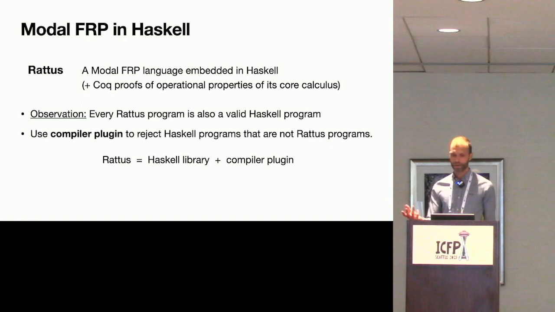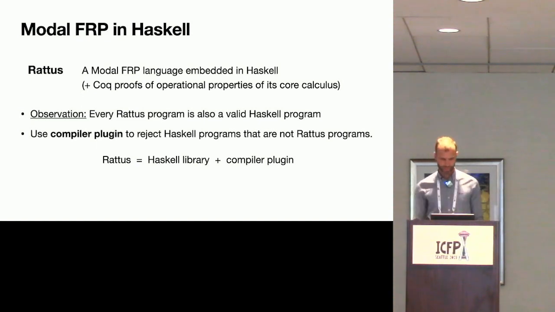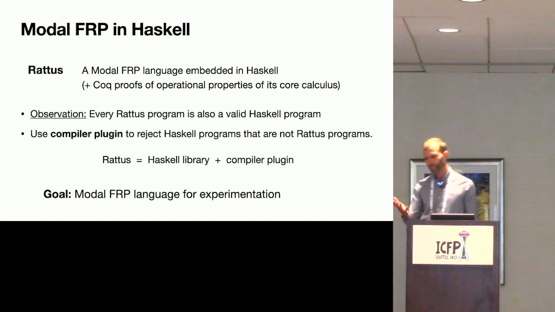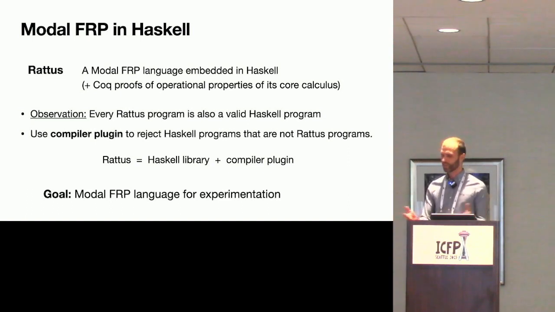So we also rely on a compiler plugin that checks these stricter typing rules for Rattus and rejects all those Haskell programs that are not Rattus programs, right? So the Rattus implementation consists of these two parts, right? It's a Haskell library and also a compiler plugin. All right, and so the goal really for this project was to have a Modal FRP language that we can play around with and experiment with in an existing software ecosystem. So that was the motivation for doing this work.